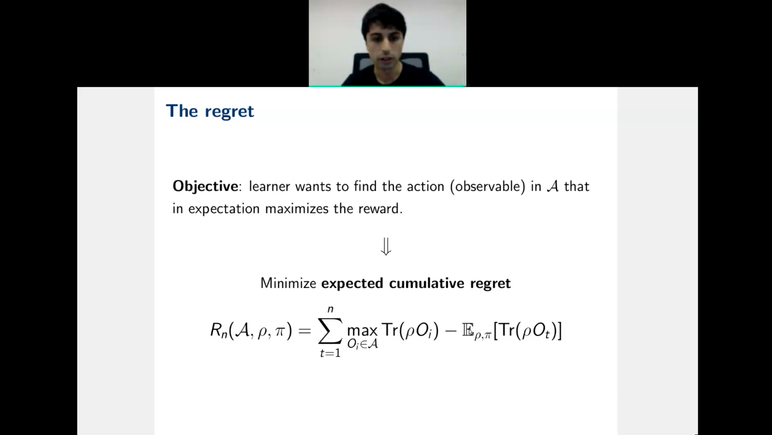That is just a sum over n rounds of the relative loss. The relative loss is defined as the difference between the maximum expectation value that we can have, so it's a maximization of the trace of the unknown quantum state and the observable, over all the observables in the action set, minus the expectation of the trace of the unknown quantum state and the observable selected by the learner at round t. Here we have to take into account that this observable is a random variable since it's the choice of the learner, so this is determined by the strategy. That's why there is the expectation value here.